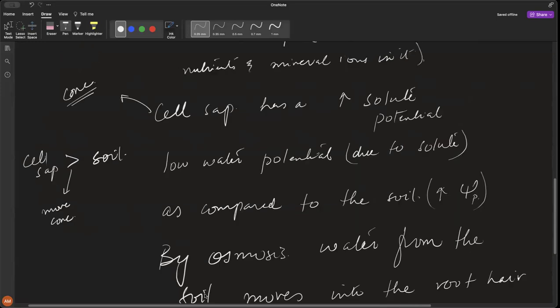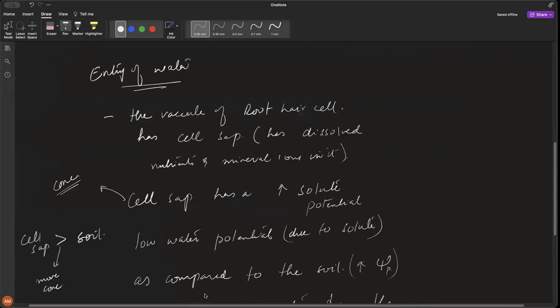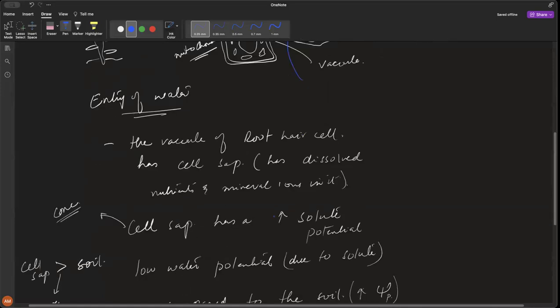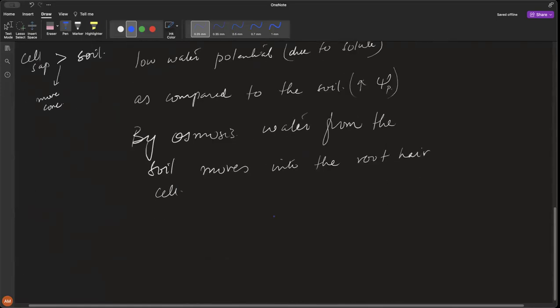Due to a concentrated cell sap. Do you understand? Are you getting this point? So the water particles outside, water is going to move inside the root hair cell because of the concentrated sap. Is this making sense?